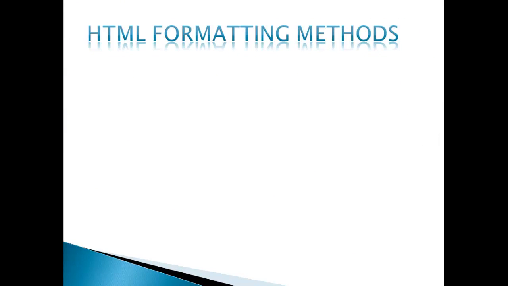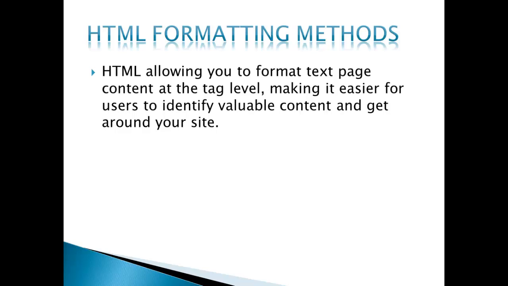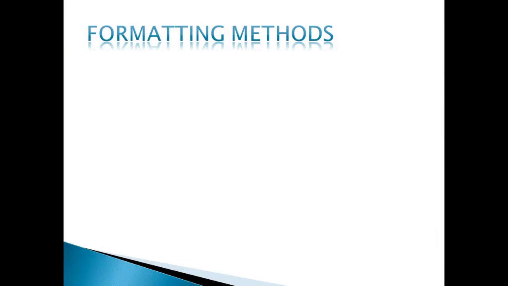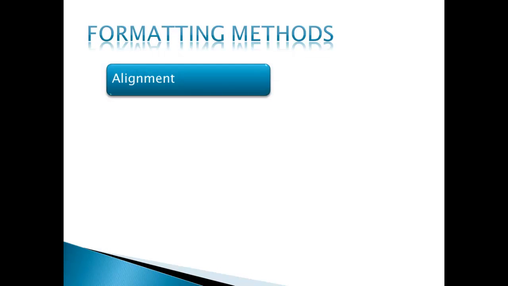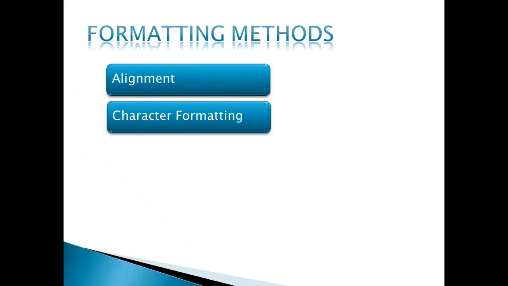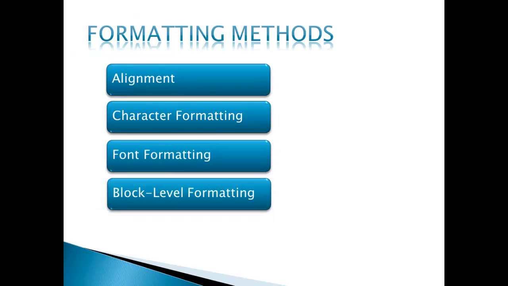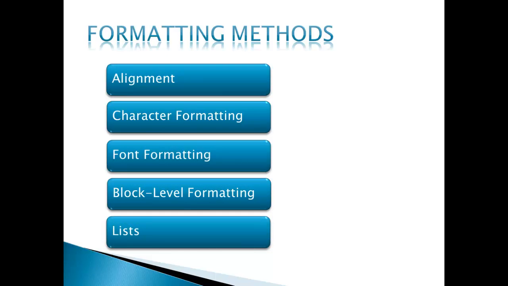Understanding HTML formatting methods. HTML allows you to format text page content at the tag level, making it easier to identify valuable content and get around your site. HTML does have several tags that allow you to add basic formatting to a web page. HTML pages can be formatted using the following methods: alignment, character formatting, font formatting, block level formatting, and list formatting.